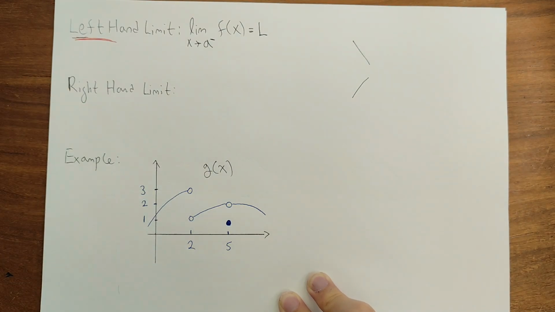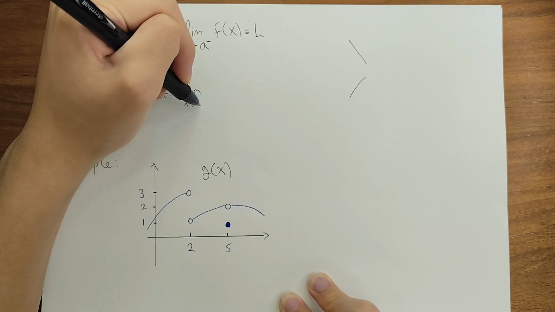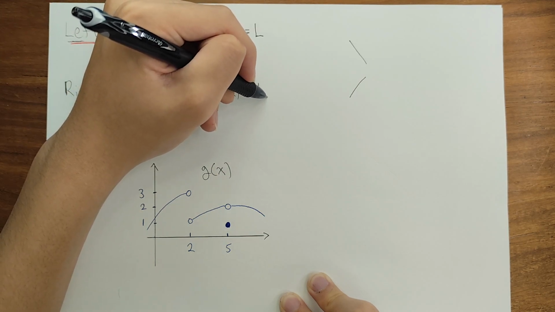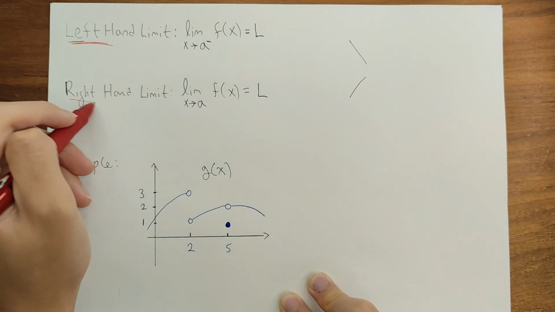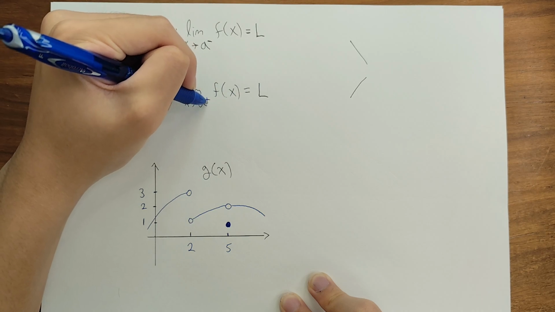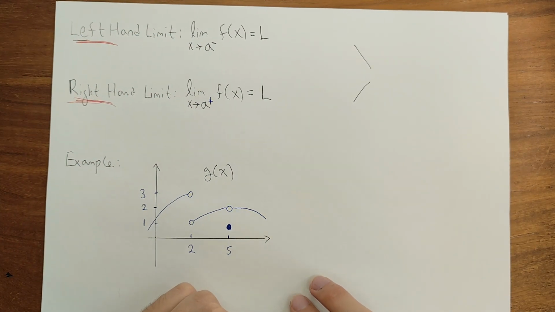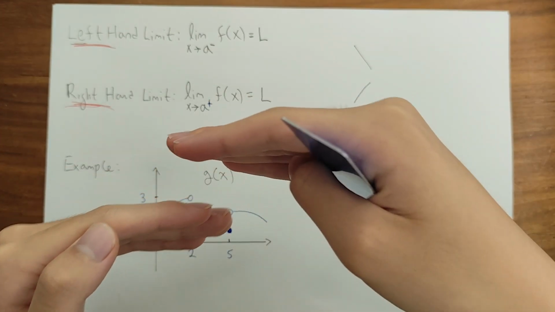Now the right-hand limit is similar. It's the limit as x approaches a of f(x) equals L. If it's a right-hand limit, the a has a plus sign. So this means that f(x) as x approaches a, we're approaching a from the right. Okay, so from the right. This is from the left, from the right.